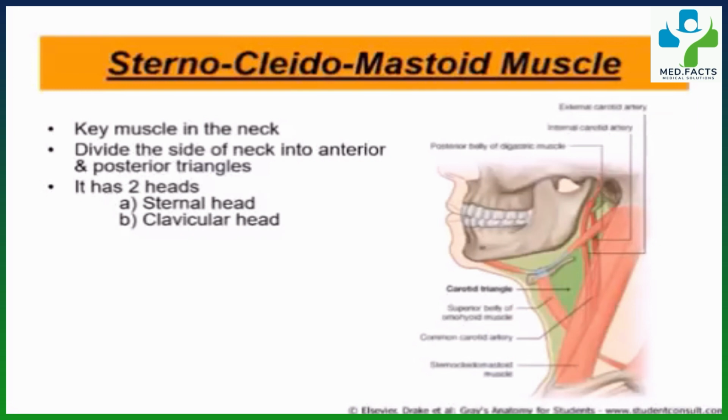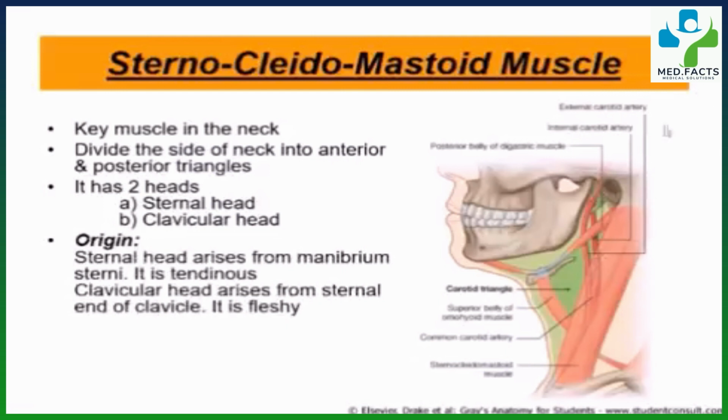So if we see the muscle, it has two heads. One begins from the sternum, the manubrium sterni, and this is called the sternal head. The second head of this muscle begins from the clavicle. That's why the name is sternocleido, and it gets inserted into the mastoid process, so hence it is called the sternocleidomastoid muscle.